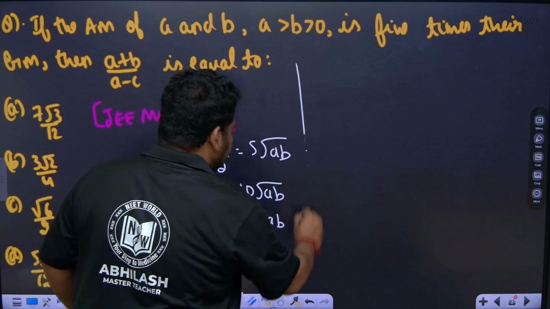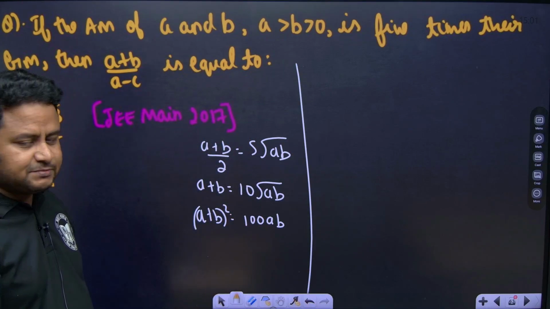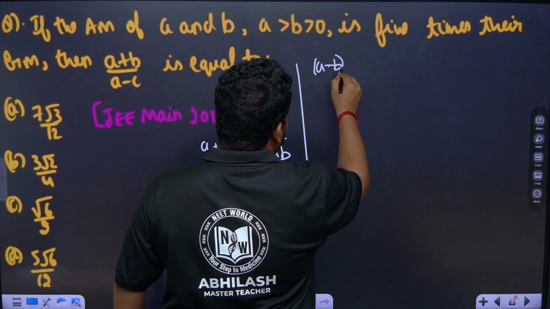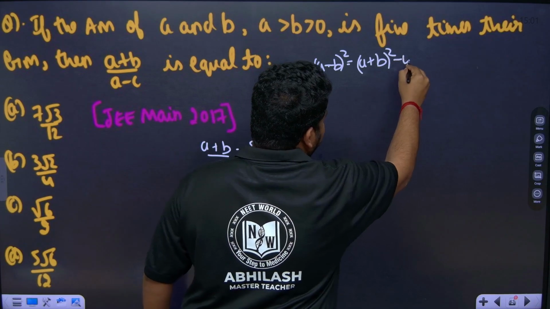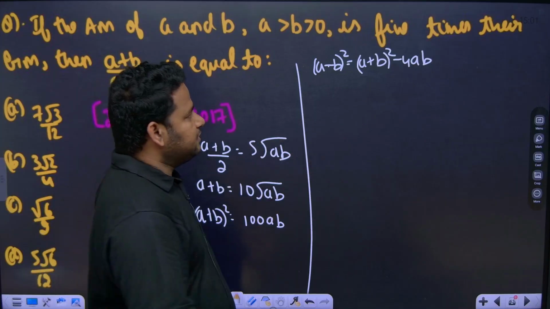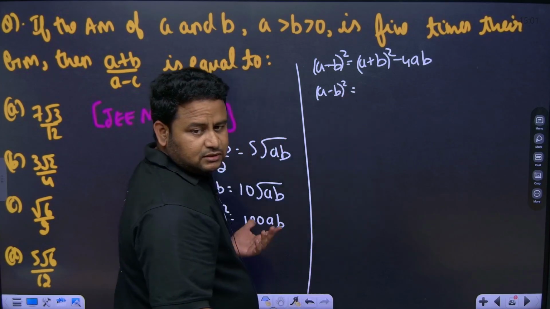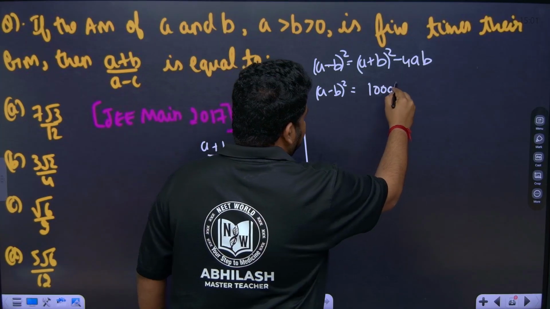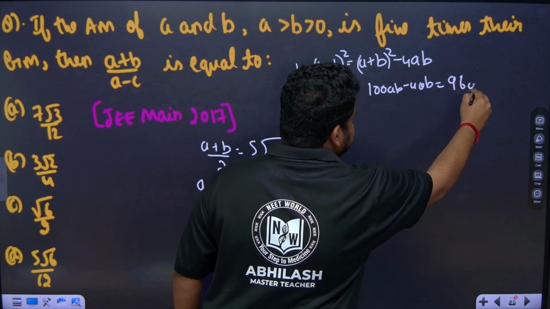Now I will try to find out (A minus B) whole square. (A plus B) whole square is found. Then if I want (A minus B) whole square, it is easy. (A minus B) whole square is equal to (A plus B) whole square minus 4AB, correct? Now (A plus B) whole square is 100 AB, minus 4 AB. What I will get? That is equal to 96 AB.